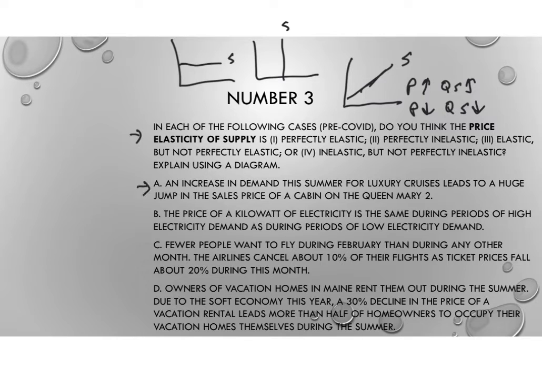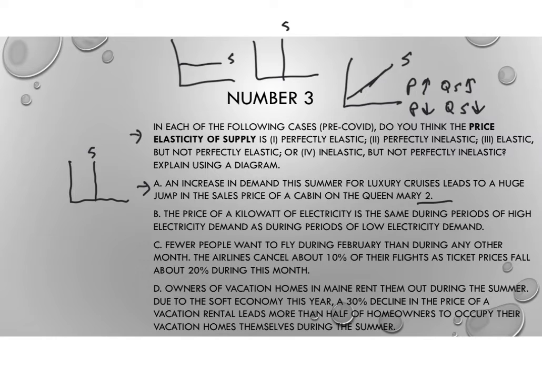So the very first one: an increase in demand this summer for luxury cruises leads to a huge jump in the price of a cabin on the Queen Mary 2. Something we know about cruise ships is they have a set number of cabins, so we're going to be seeing a perfectly inelastic curve for supply. This would be the same for, say, seats in the BCA auditorium. You could have lots of people or no people interested in coming to see a concert in the BCA auditorium, but at the end of the day, there's only so many seats.